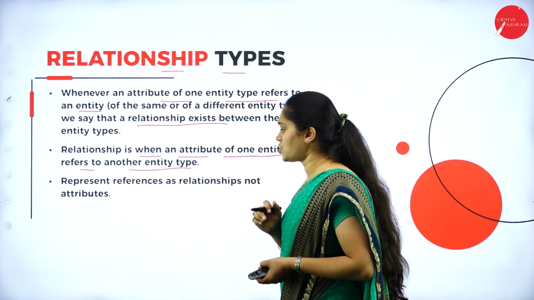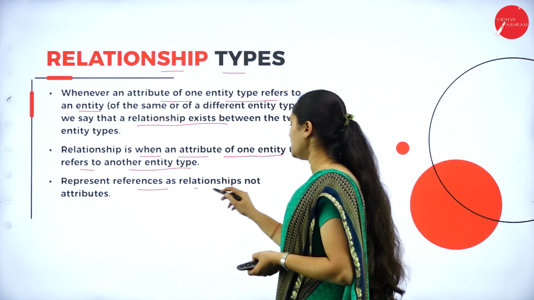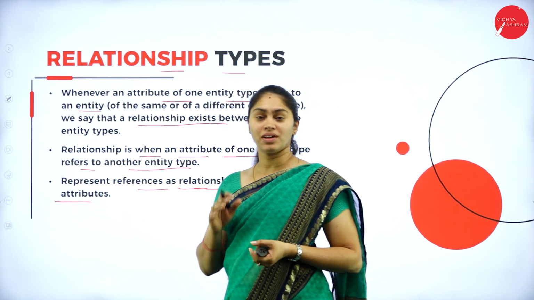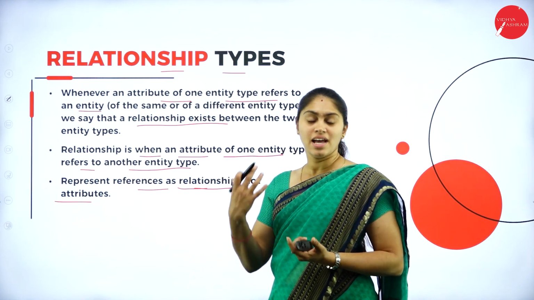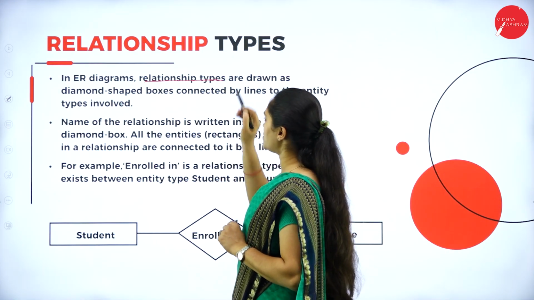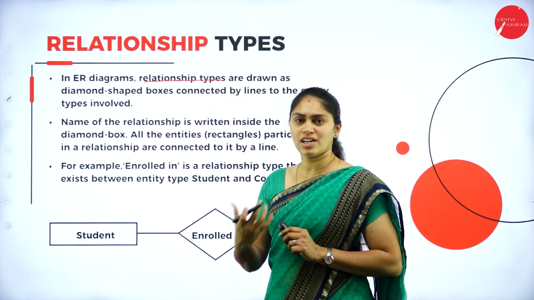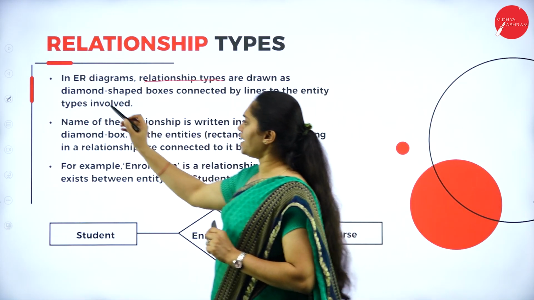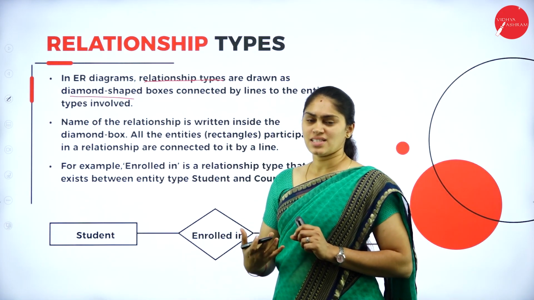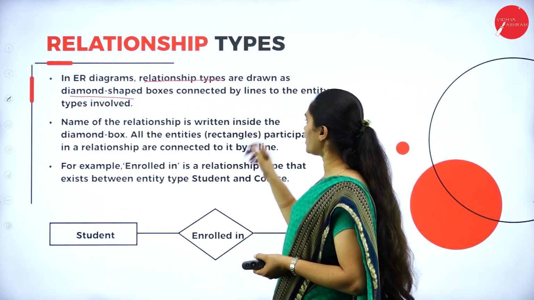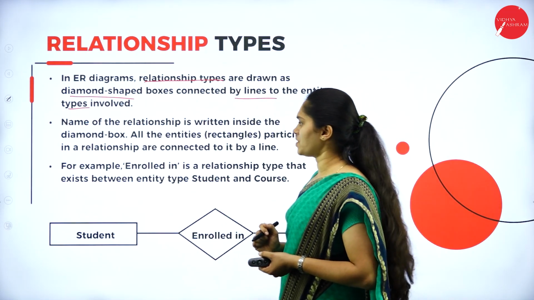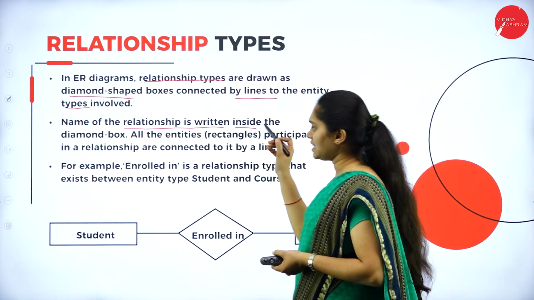Then how is this relationship going to be represented? It is represented as a reference, as a relationship, not as attributes. So we are referring to it as a relationship between the entities, not a relationship between the attributes. In the ER diagram, in order to specify the type of relationship, what kind of relationship it is, we use diamond shaped boxes. With the help of these, we specify the relationship between the different entities, connected by lines to our entity types which are involved in the relationship. The name of the relationship is written inside the diamond box.